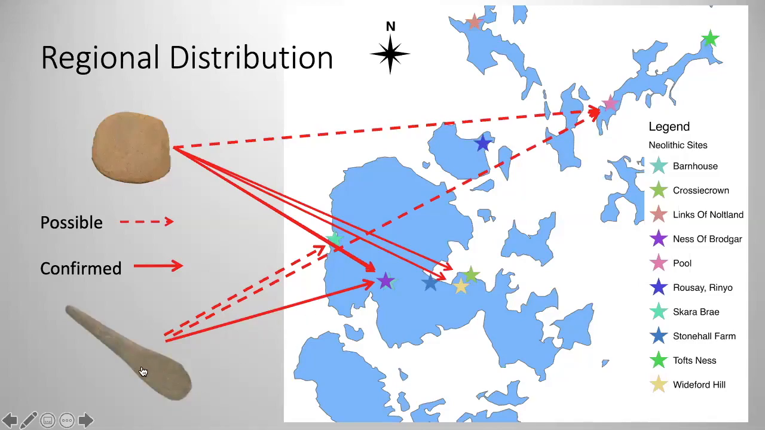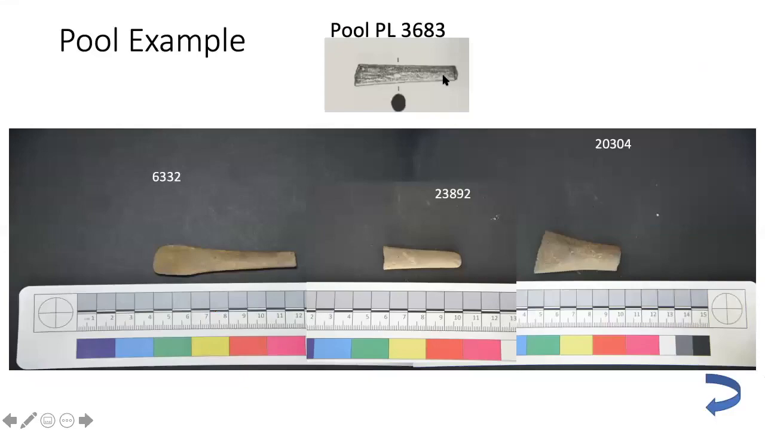Then if we look at the more complex strategically designed tools, we have, of course, the tools at the Ness of Brodgar. Then we also have a possible one at Poole. So here are some of the examples from the Ness of Brodgar along the bottom. And then here's a sketch of the one that was found at Poole. As you can see, it's a fragment. It looks like it may be a handle. It flares out towards one end here.